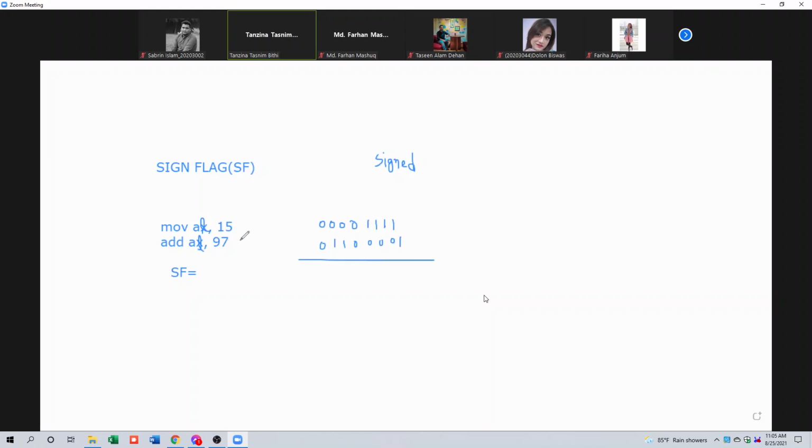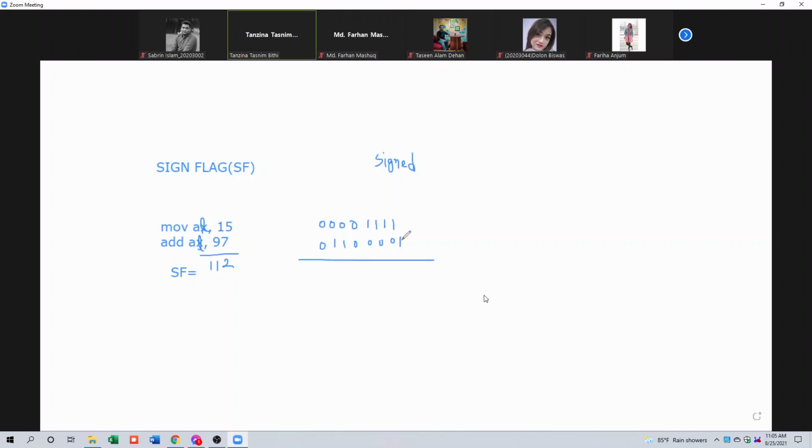If we add 15 with 97, what will be the result? 5 plus 7 equals 12, so 2 with a carry 1. 1 plus 1 equals 2, 2 plus 9 equals 11, so the result is 112. And look, if these are signed numbers, that means 15 and 97, these two numbers are positive numbers. And the result we got, 112, is also a positive number. Now look at the binary representation.